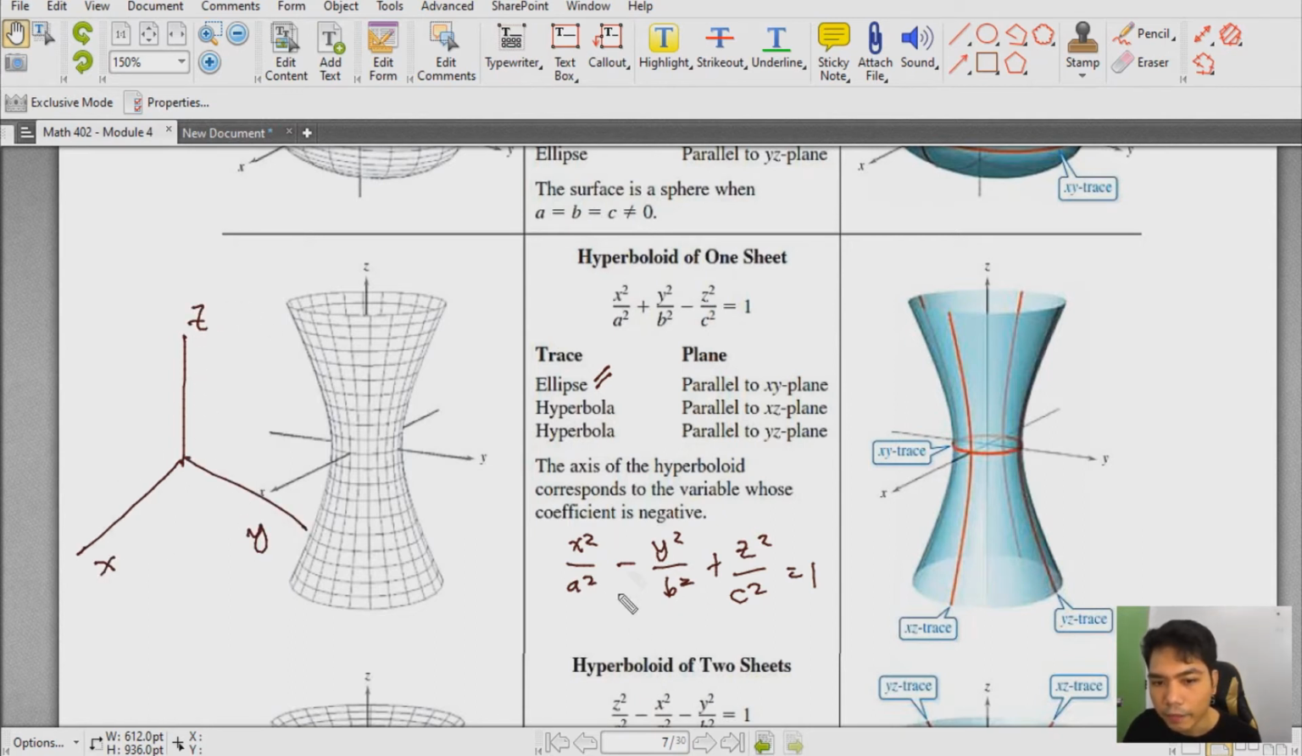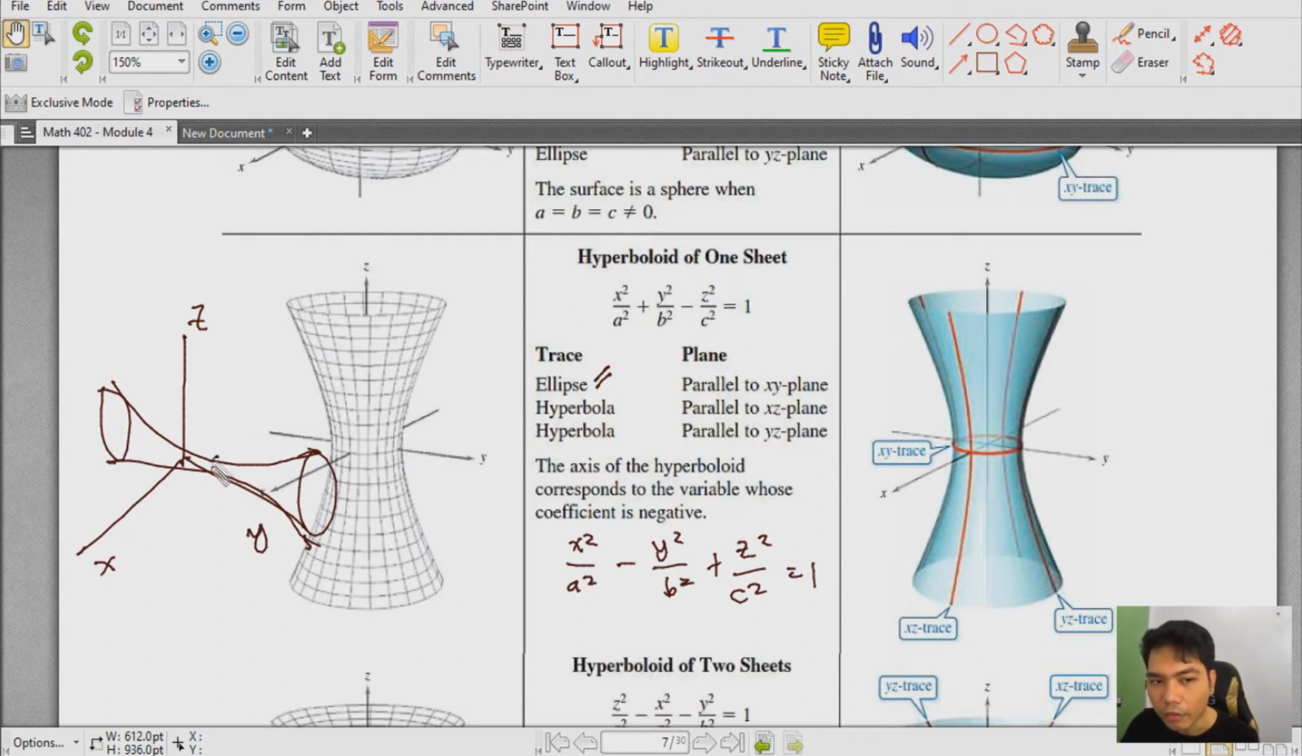So sabi natin, kung nasaan yung negative na coefficient, nandun yung axis ng hyperboloid. So therefore, kung this is y, ganito yung tsura niya. So hopefully, madrawing ko ng tama. Parang ganyan siya. Yan. Okay? So, yan, parang ganyan yung hyperboloid kung nasa y-axis siya.